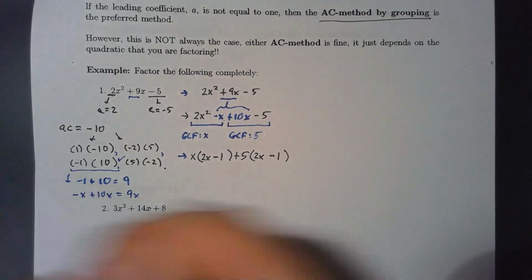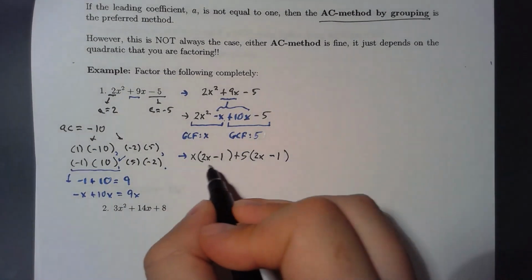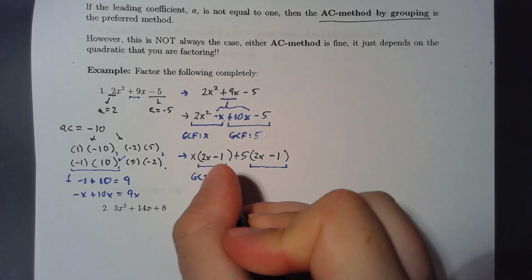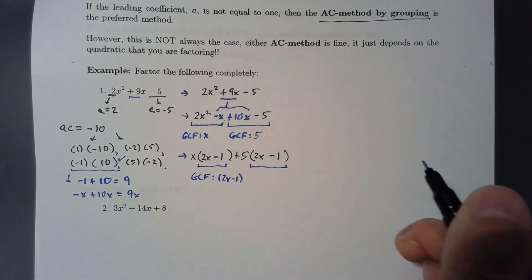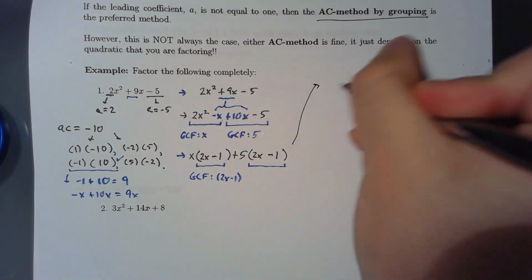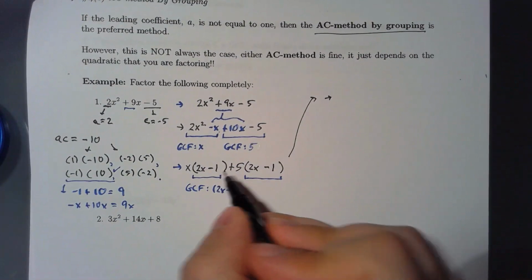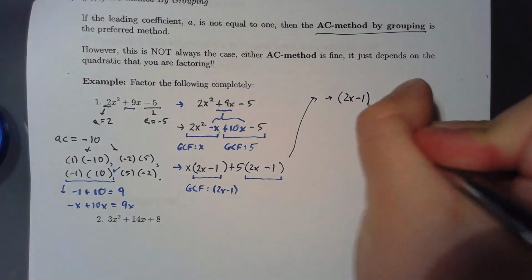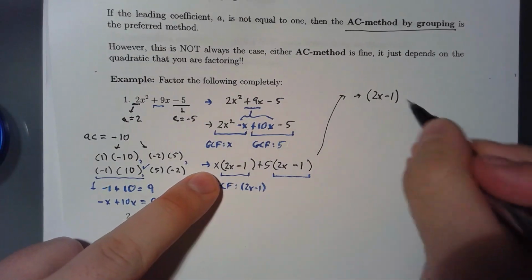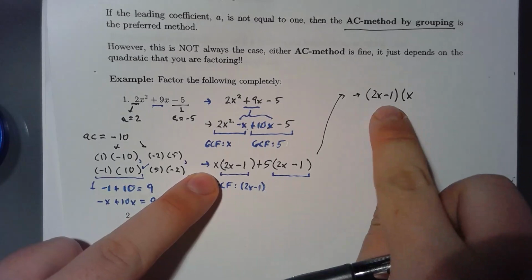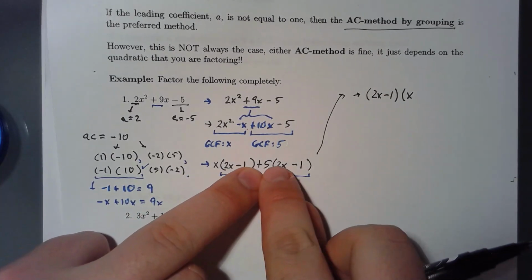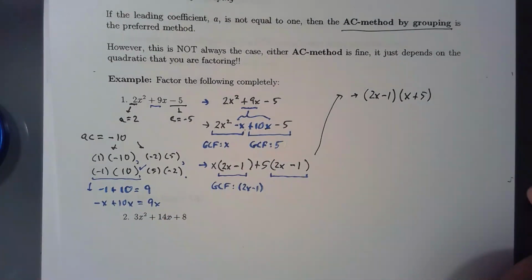Hey, look at this. If I look at the whole thing now, 2x minus 1, they have a GCF of 2x minus 1 now, which I could factor out of the whole thing. So when it's all said and done, if I factor the 2x minus 1 out of the whole first group, what's missing? Just the x, right? This times this gives me the first group, and then this times what gives me this one? What's missing? The plus 5. And that's it.